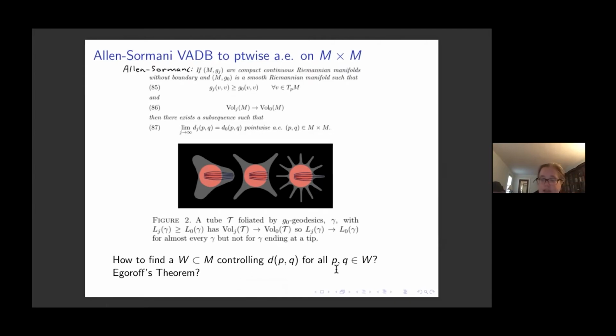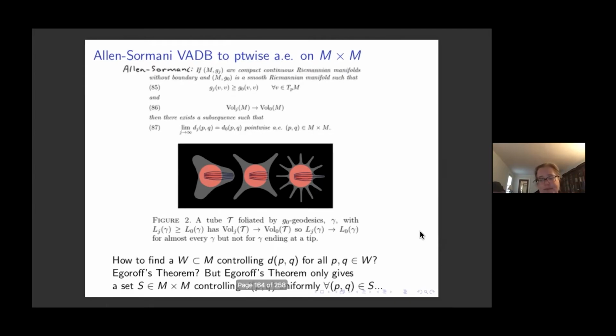We would like to use Egoroff's theorem, but Egoroff's theorem only tells us that we have a set S in M cross M where dpq is uniformly controlled for all pq's in S. So Egoroff's theorem is the standard theorem that says that if you have something almost everywhere, you can get a large set, in the region that we're talking about, where we can control the distance uniformly on that set, but it's a set sitting in M cross M, not a set sitting in M.